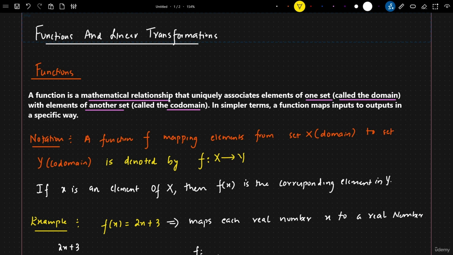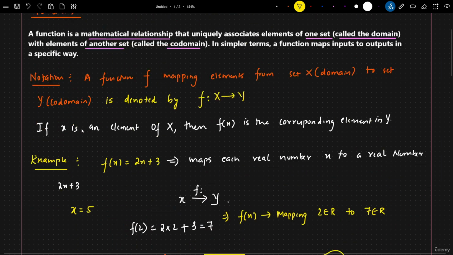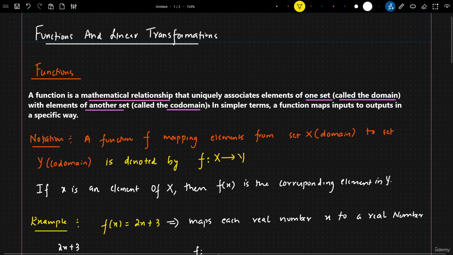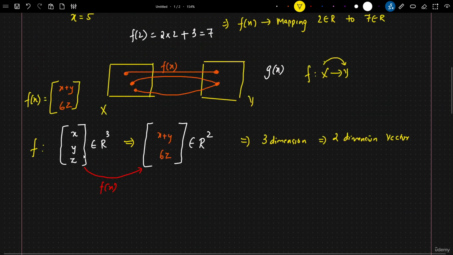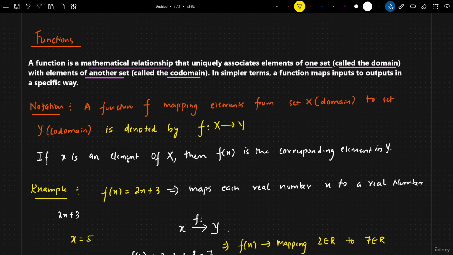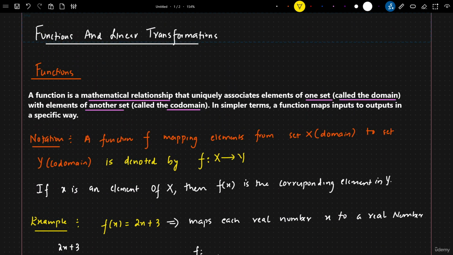If we go ahead with the definition, now see this definition. A function is a mathematical relationship that uniquely associates elements of one set, called the domain, with elements of another set, called the codomain. In simpler terms, a function maps inputs to outputs in a specific way. So if I give some kind of inputs, and if I apply a function on top of it, it will map to a different output, which we are able to get, right? It can be in terms of vectors, matrices, real numbers, scalar values, anything it can be. But I hope you got an idea with respect to functions.